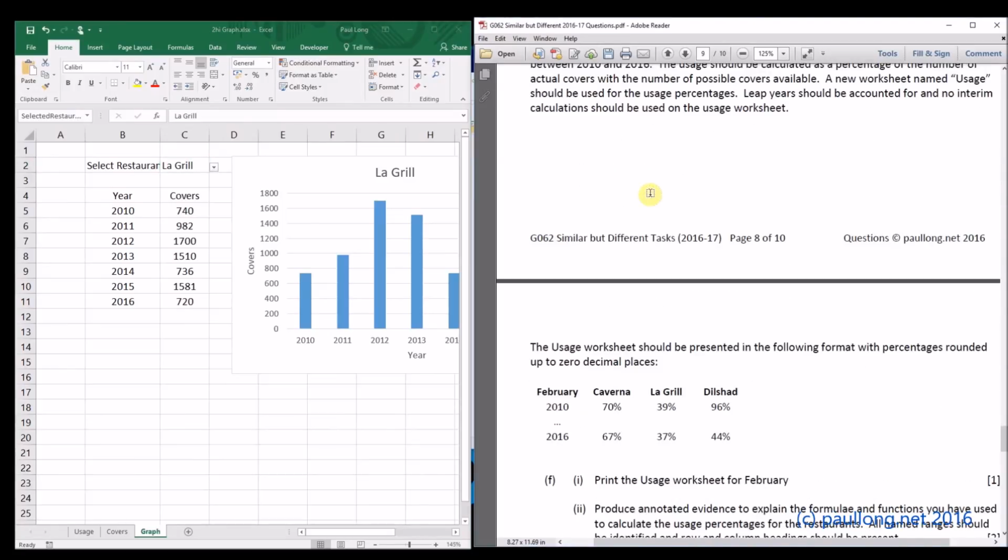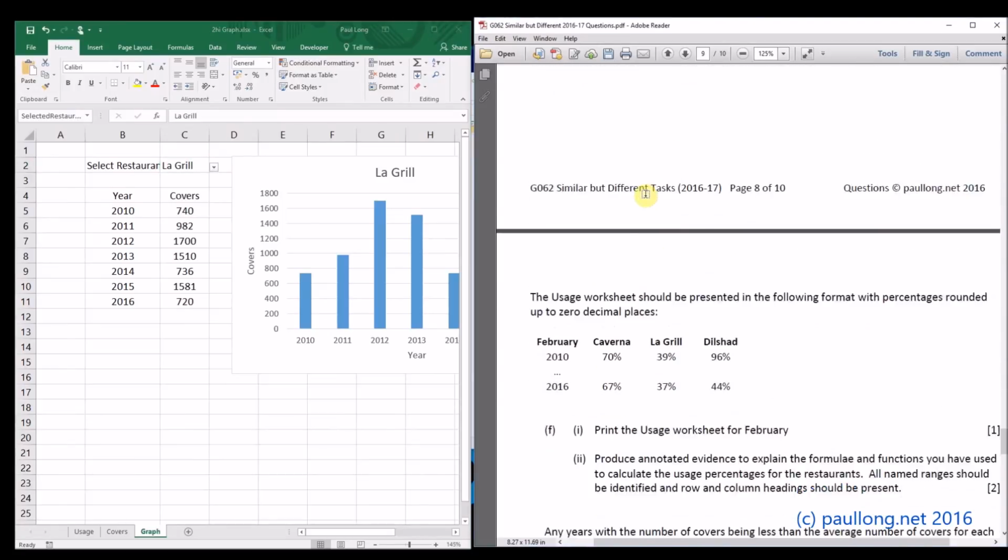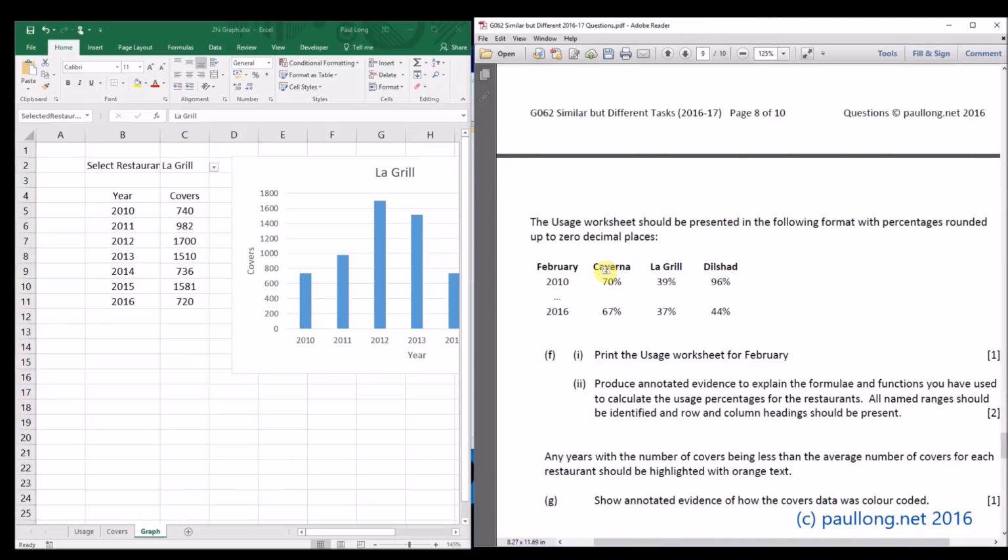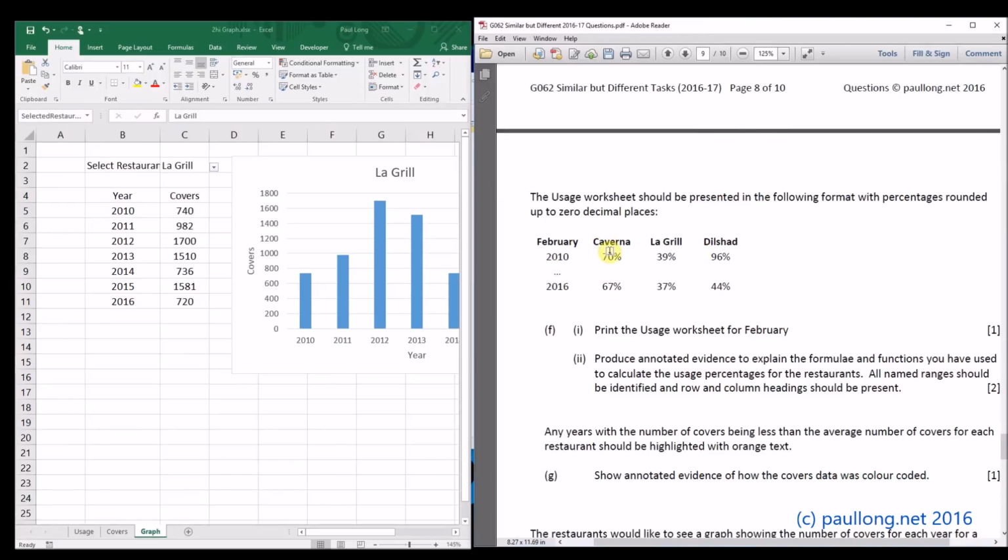So the next tutorial will take you through the first part of it, which is going to be looking at the actual usage worksheet and how we make those calculations.